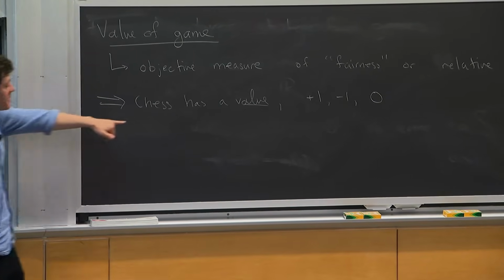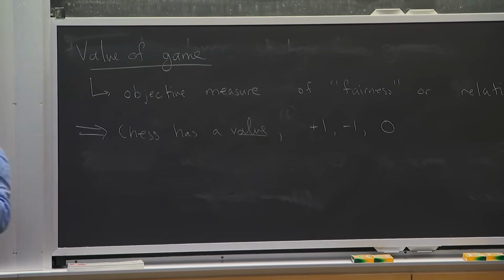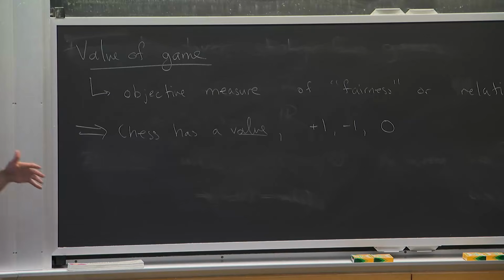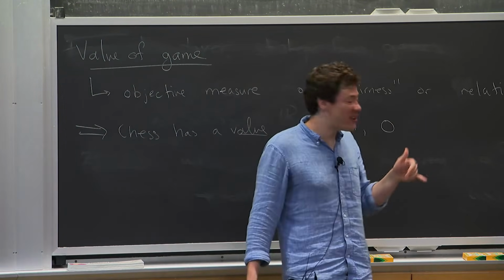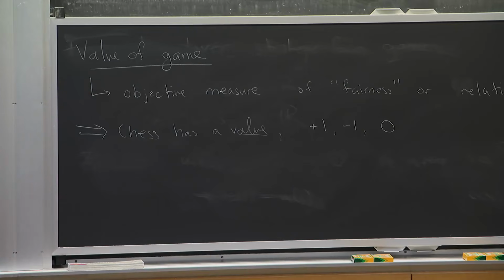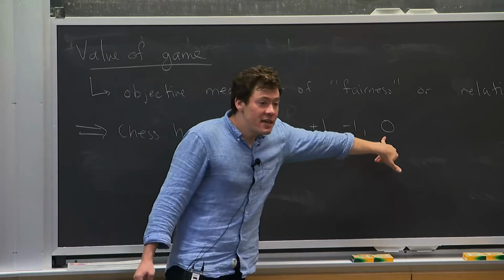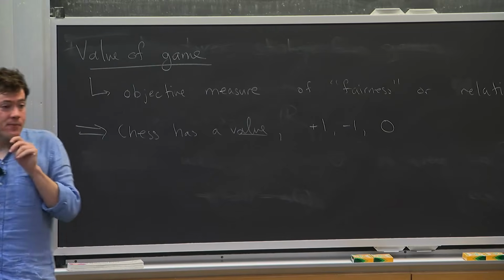What this means is if the value of chess is 1, that means that player 1 can guarantee that they win in chess. Who moves first in chess? White? Should know this. The first player, right? -1 means player 2 can guarantee that they always win in chess, the player with the black pieces. And 0 means each player can guarantee a draw.